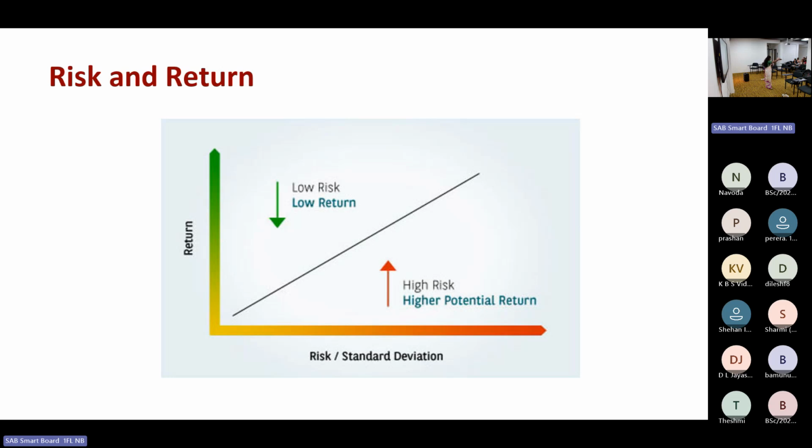But if you invest in company shares, you are taking a risk. Sometimes if the company collapses, you won't get the funds back. So you need to understand there is a positive relationship between the risk and return of the investment. As a rational investor, when you are making the investment, you need to consider risk versus return.